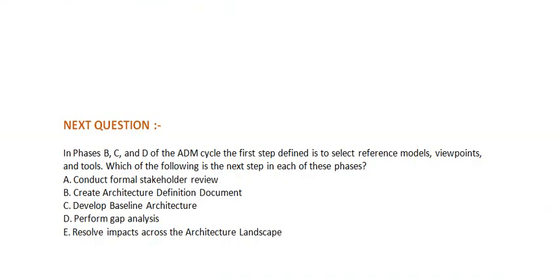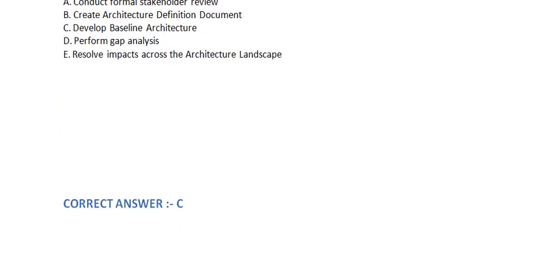Next question is, in phase B, C and D of the ADM cycle, the first step defined is to select reference models, viewpoints and tools. Which of the following is the next step in each of these phases? Option A, conduct formal stakeholder review. Option B, create architecture definition document. Option C, develop baseline architecture. Option D, perform gap analysis. And option E, resolve impacts across the architecture landscape. And the correct answer is option C.